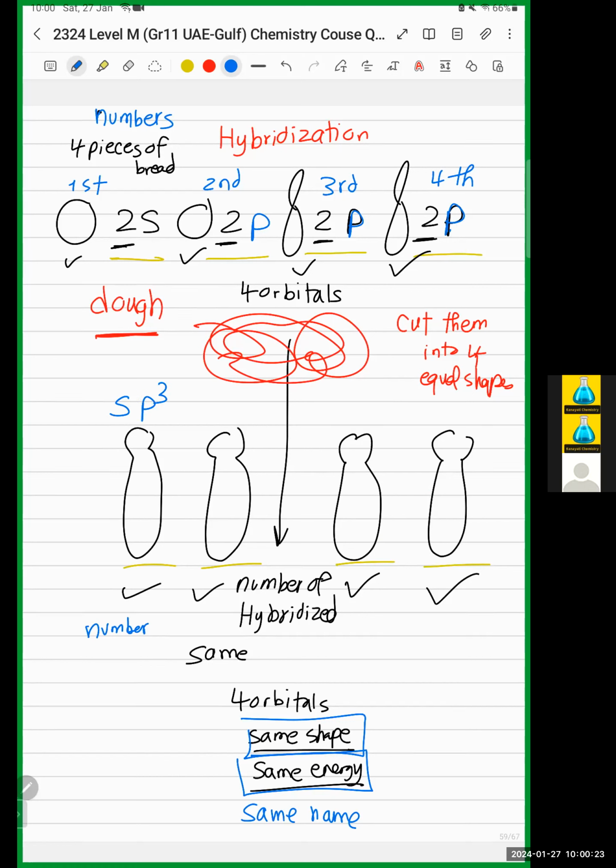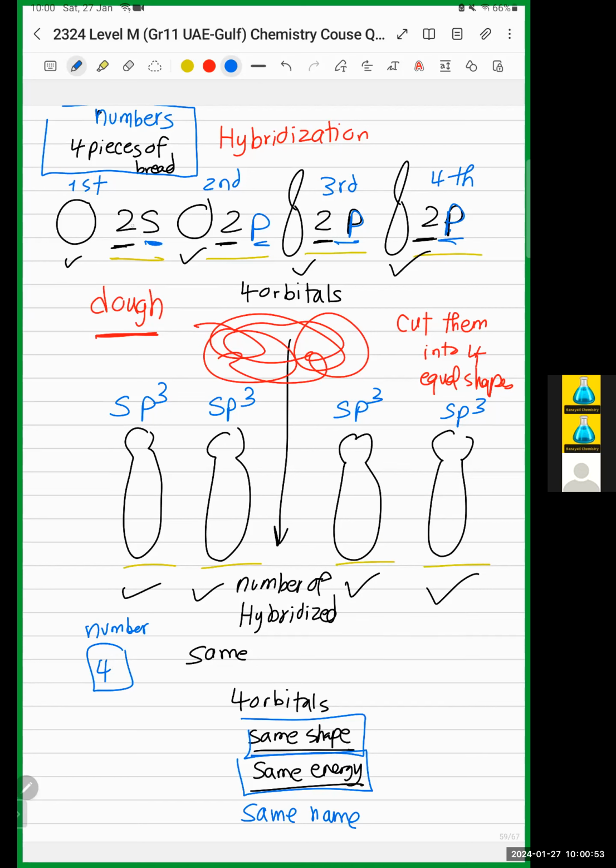So the name of the new orbital is sp3. And this also will be called sp3. And this is called sp3. And this is called sp3. Why did you call it sp3? Because it started with 1 s and 3 p's. So it's called sp3. How many orbitals do I have? 4. You started with 4. You end with 4.